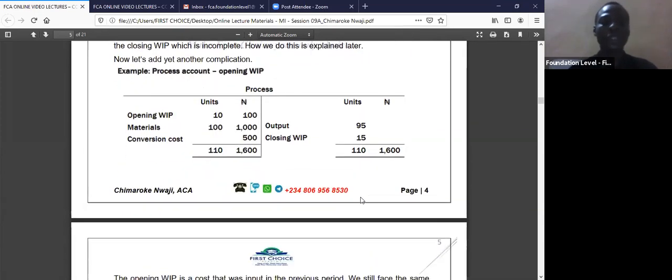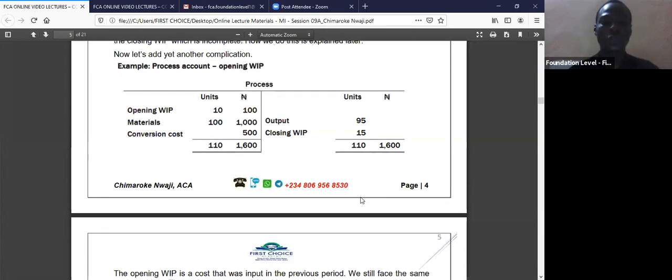Okay, we now saw how we are going to deal with a closing work in progress. From one period it becomes the opening work in progress in the next period. And so because of that, it's going to increase the production cost. So opening work in progress increases the production cost. Closing work in progress reduces the output. And that's what we did.